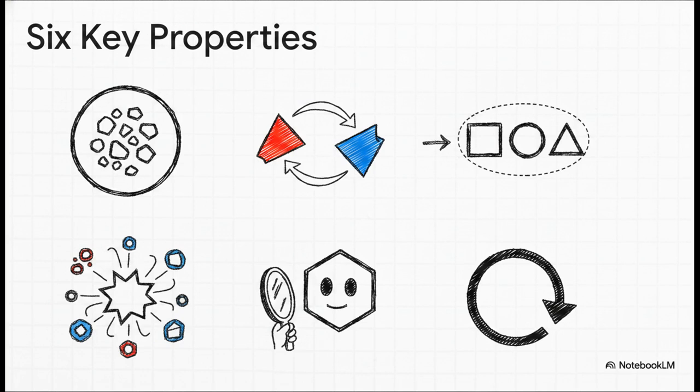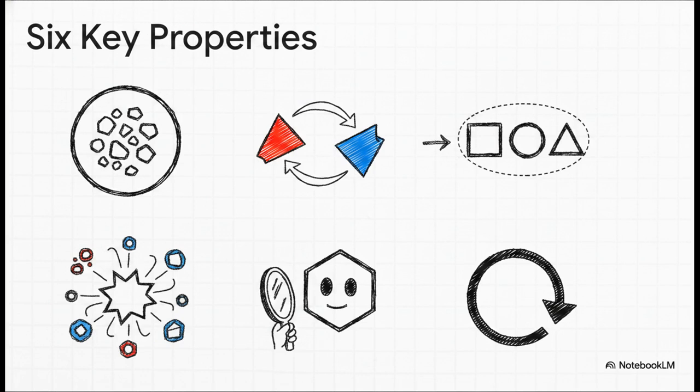2, commutative. Order doesn't matter. A plus B is exactly the same as B plus A. 3, associative. Grouping doesn't matter. You can freely shift the parentheses around when you're adding or multiplying. 4, distributive. Multiplication distributes smoothly over addition, kind of like handing out a multiplier to everything inside the brackets. Then 5 is identity and 6 is inverse.